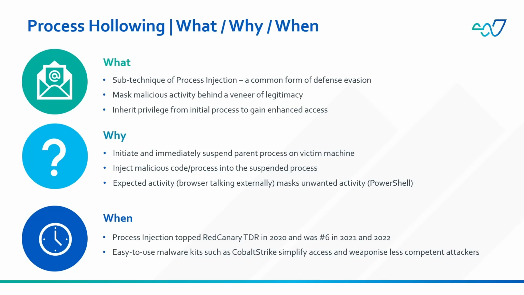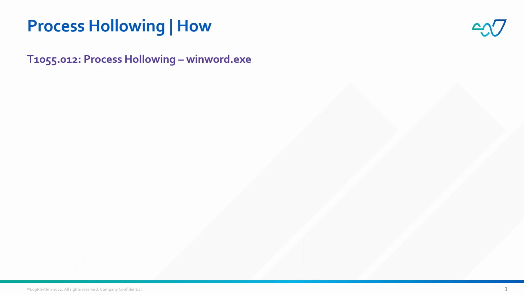And whilst it's fallen to number 6 in both 2021 and 2022, it is clearly still a highly visible and important technique. What makes this more important is that the prevalence of easy-to-use malware kits like Cobalt Strike and Metasploit has opened this relatively complex capability up to a much wider audience of potential attackers.